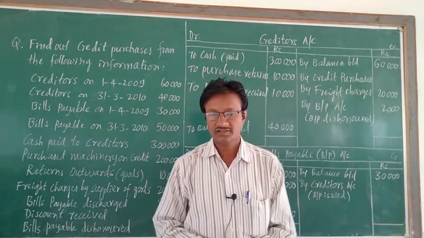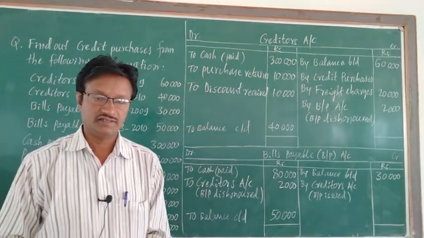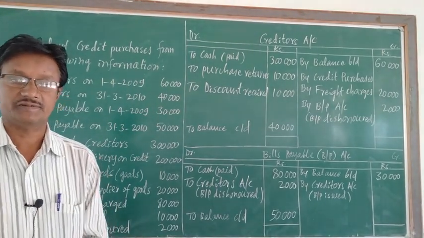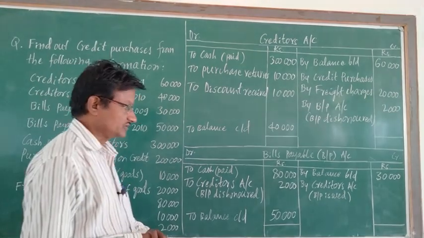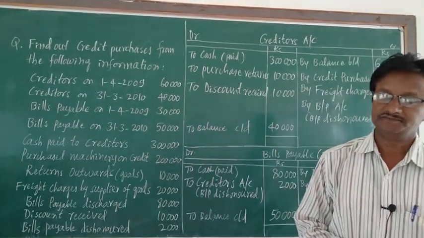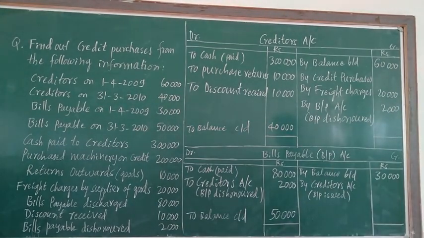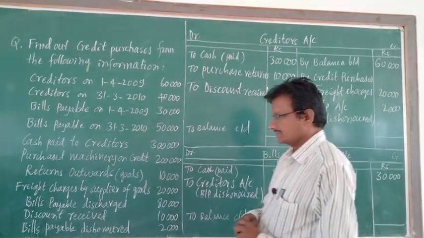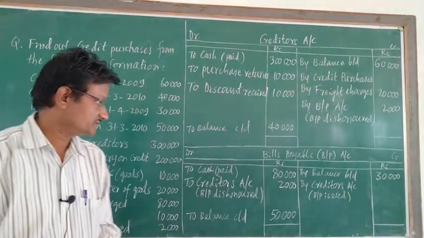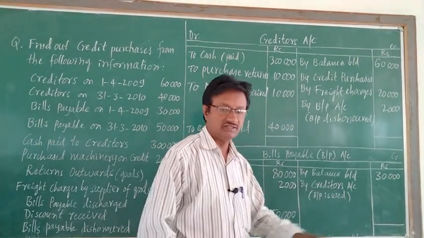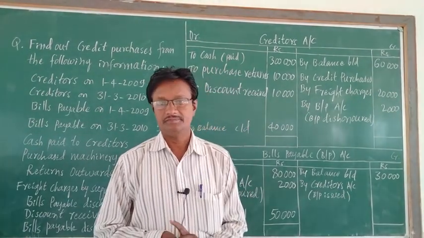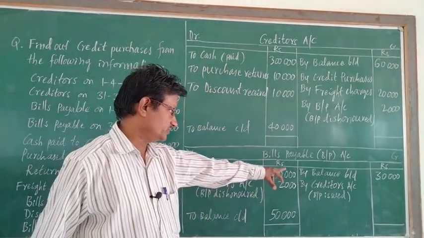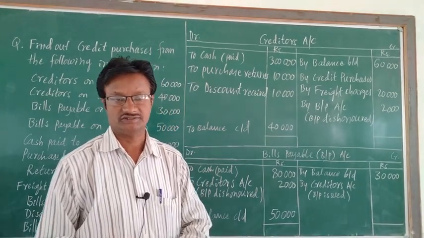All transactions are entered in the debtors account and bills in the creditors account and bills payable account. First we have to close the bills payable account, and here the missing figure in bills payable account is bills payable issued during the year. Bills are accepted or issued, and also cash is paid on the maturity of bills, and opening balance, closing balance. These are the 4 important items.